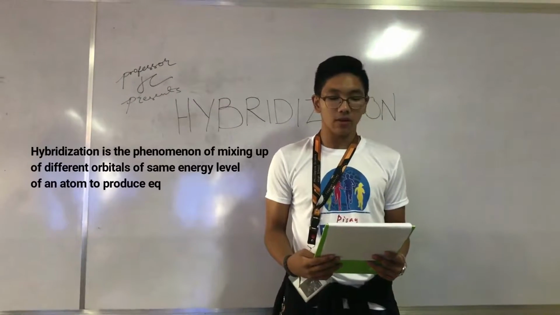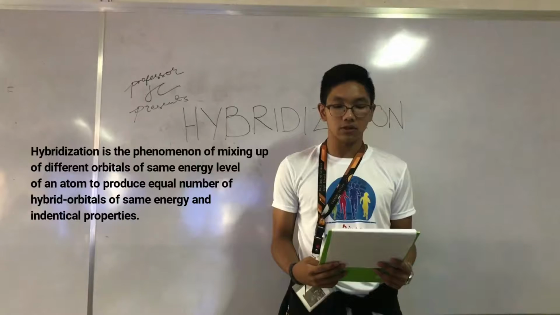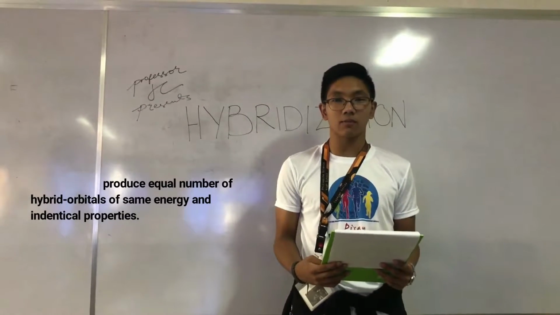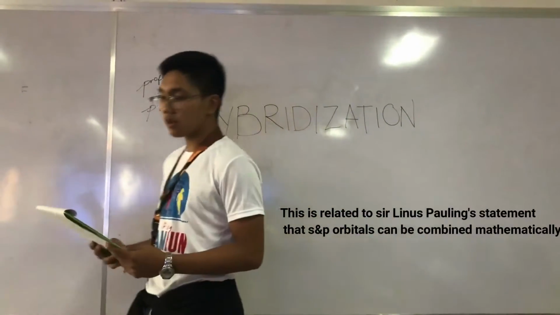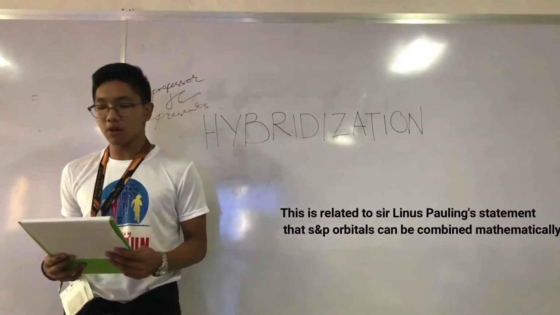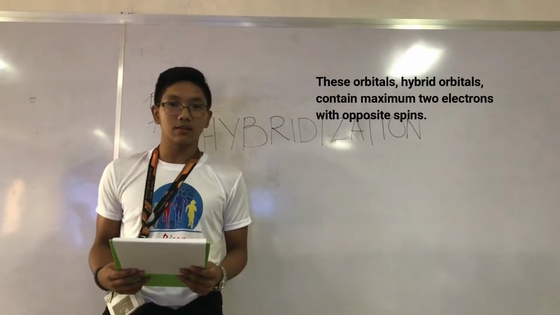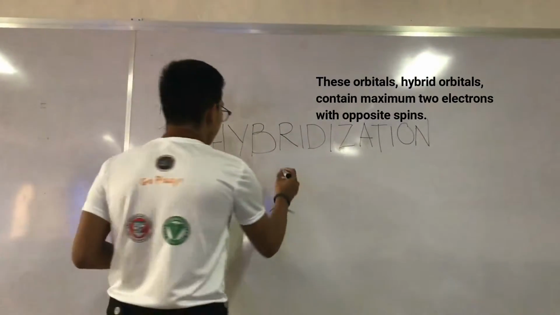Hybridization is the phenomenon of mixing up different orbitals of the same energy level of an atom to produce an equal number of hybrid orbitals of the same energy and identical properties. This is related to Linus Pauling's statement that s and p orbitals can be combined mathematically. These hybrid orbitals contain a maximum of two electrons with opposite spins.